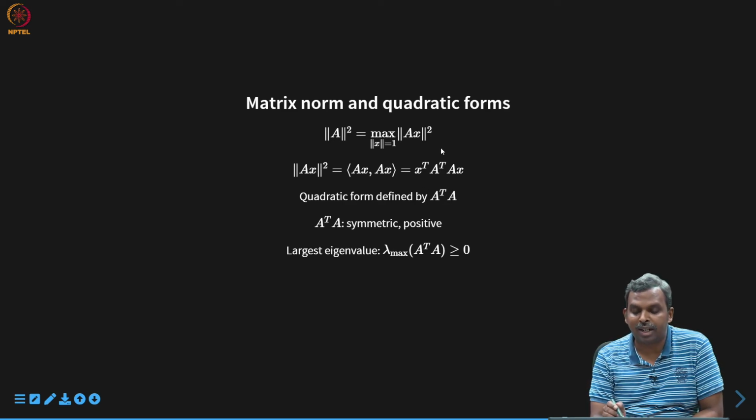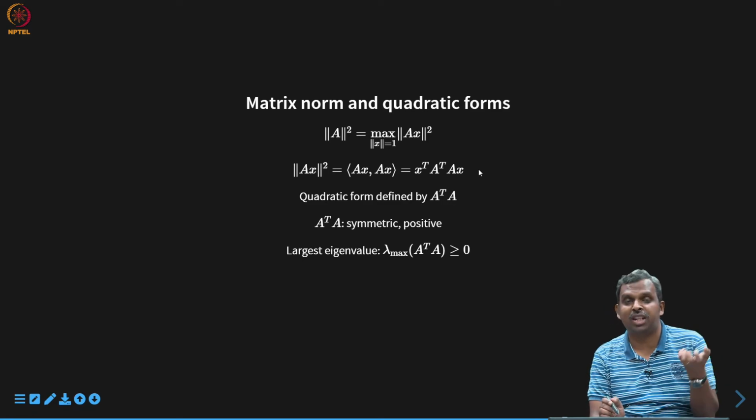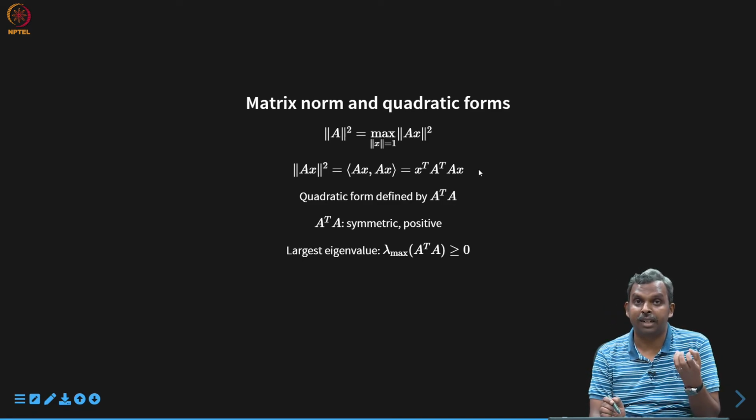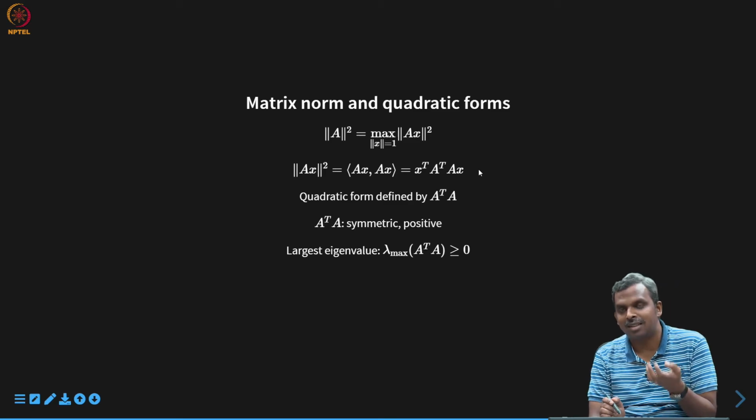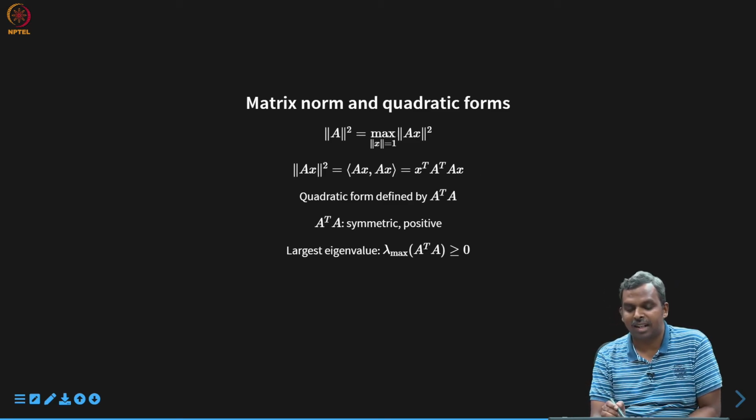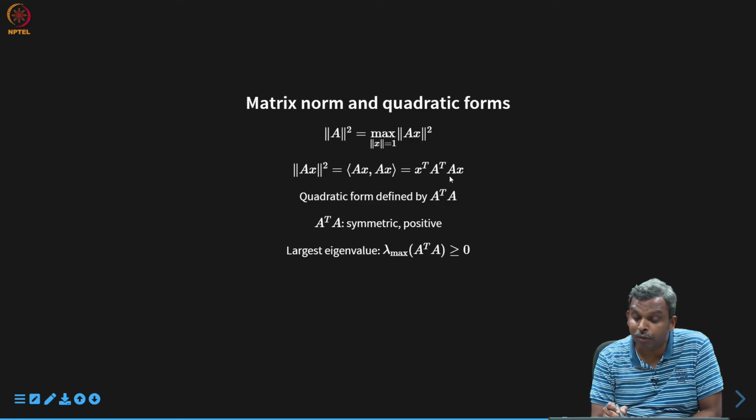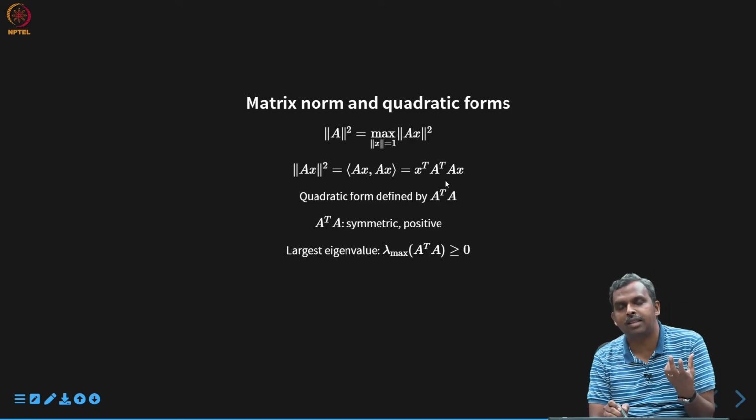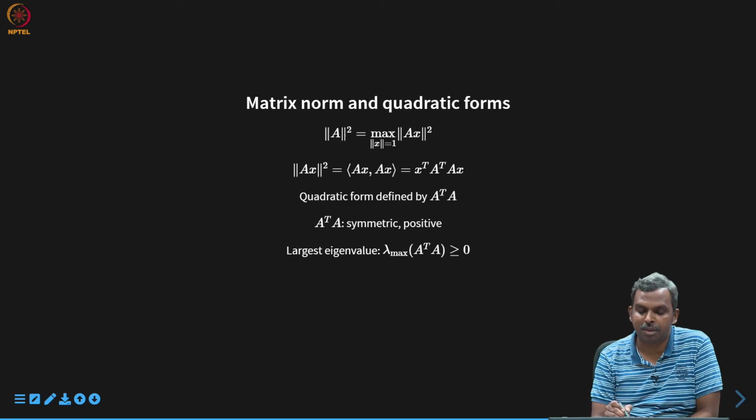So while we define the norm as the maximum amplification that's produced by an operator on the vector x, it is the same as the maximum quadratic form that it can take with the constraint. And the quadratic form is defined by A transpose A. Even though A is M cross N, A transpose A is going to become N cross N. Okay, so you get something very reasonable here.